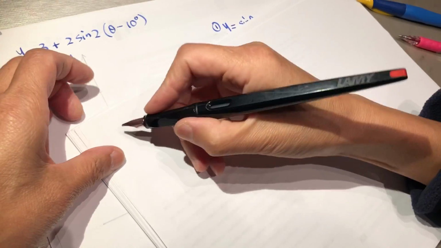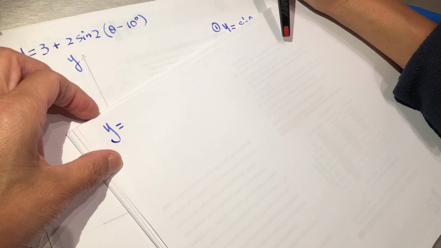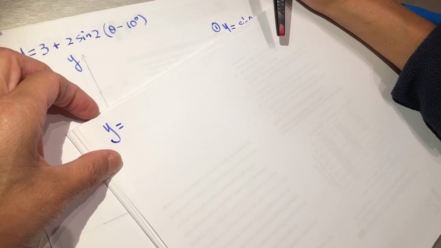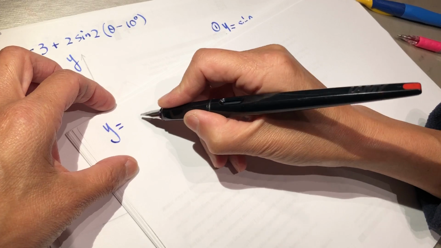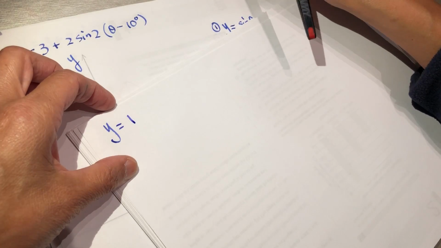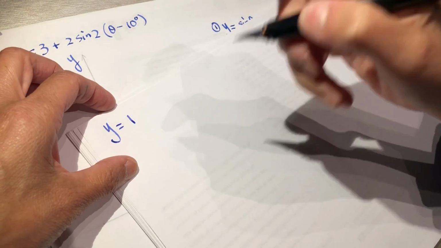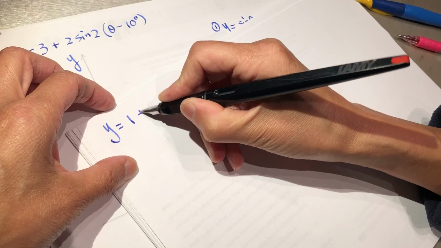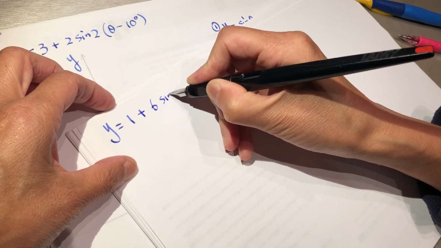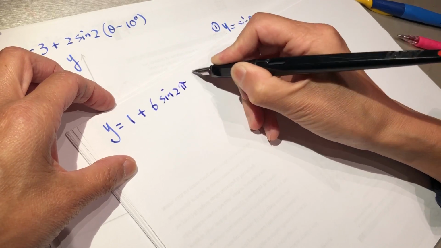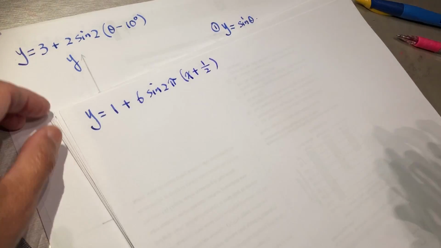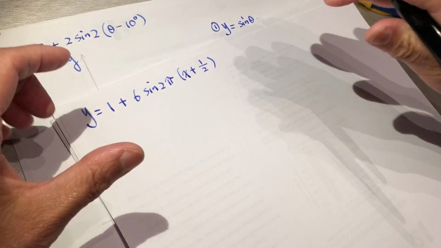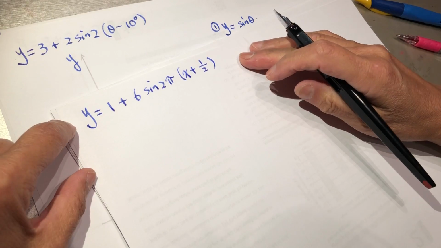Okay, hello dear friends. In this one we still do graphing of trigonometry functions, and here is the problem. The question is you need to graph y equal to 1 plus 6 sine(2 pi x plus 1/2). So take a look at it. Now we know what it is talking about.